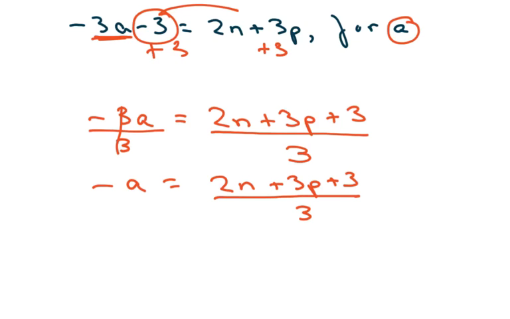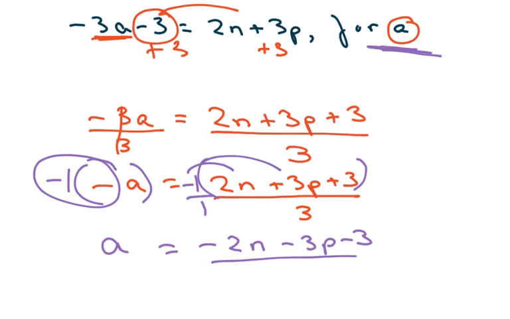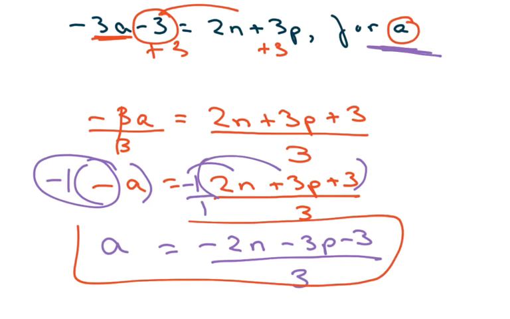Alright, and since we have this negative, we can't have that. So I'm going to multiply this by negative 1, which is negative 1 over 1. This makes it a positive a, which is what we wanted. And now just distribute the negative. So everything's going to be negative at the top. And if you need to put it under each piece, you can. But to me, this looks better like this.